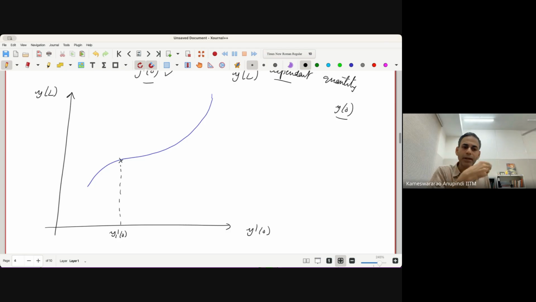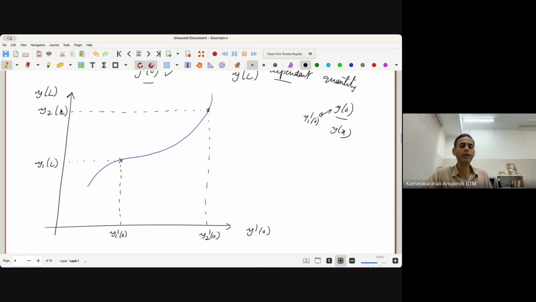And with that guess, I'm integrating and calculating what is y of x. With the guess of y1 prime 0, I'm integrating with y0 and y1 prime of 0, calculating what is y of x. Then I know what is also y at x equal to L. That means this is going to be my y1 of L, because if you know the entire y of x, I know what is y1 of L. Then I'm also making another guess, that is my y2 prime of 0, and then calculating y2 of x, which is going to give me basically y2 at L. So far it is the same as what we have done before.